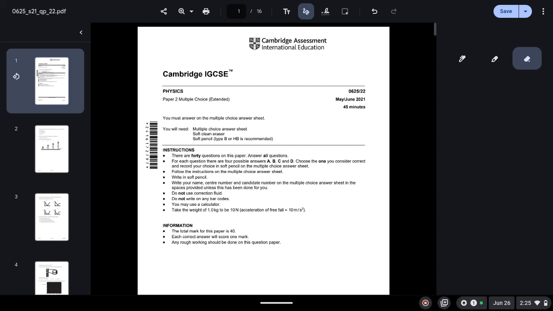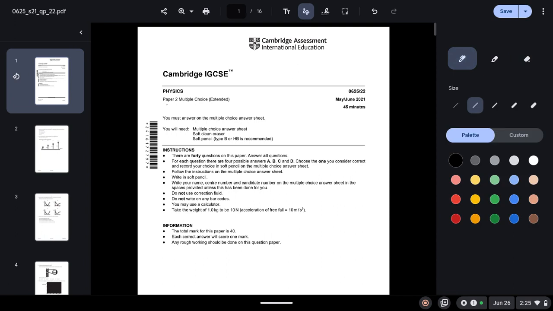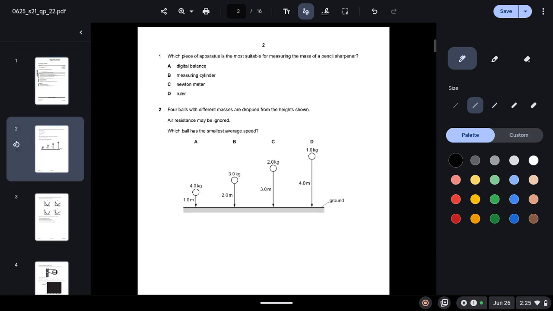Today we will be solving Cambridge IGCSE Physics Paper 2 Variant 22 of May-June 2021. Question 1. Which piece of apparatus is the most suitable for measuring the mass of a pencil sharpener? So we know that we can use a digital balance for measuring the mass. A measuring cylinder is for volume. A Newton meter is for slightly larger masses and a ruler is for length.